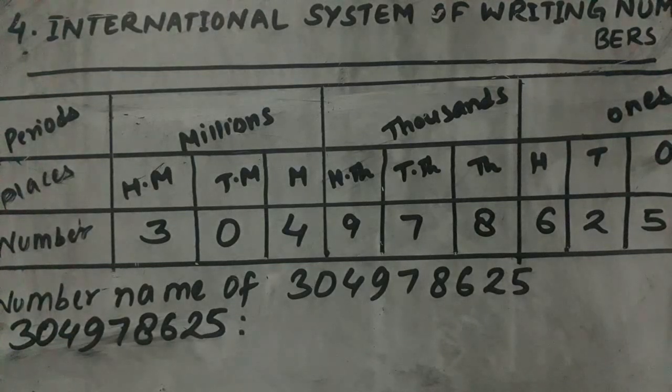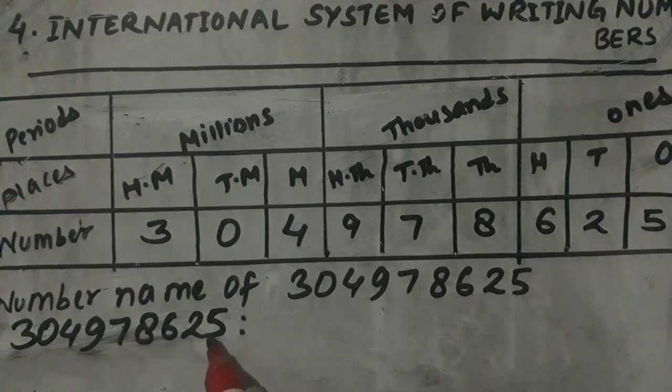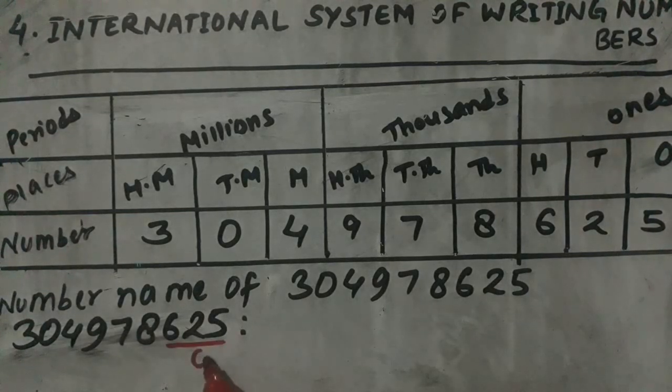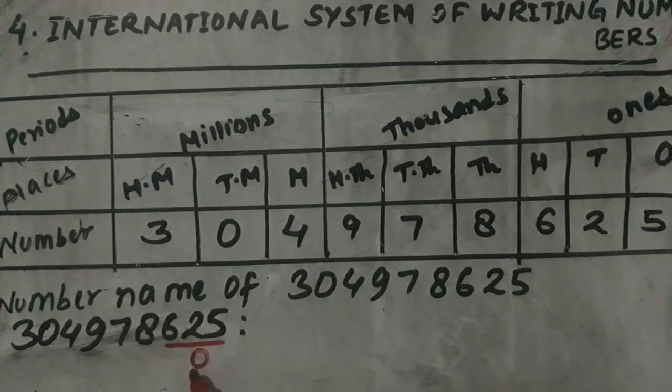As we already discussed about the period and places, in the international system each and every period contains 3 places. We have to always begin from the period of ones. The period of ones contains 3 places: ones, tens, hundreds. Here this is our ones place, this is tens, and this is hundreds. These are the period of ones. So let's write O for ones.